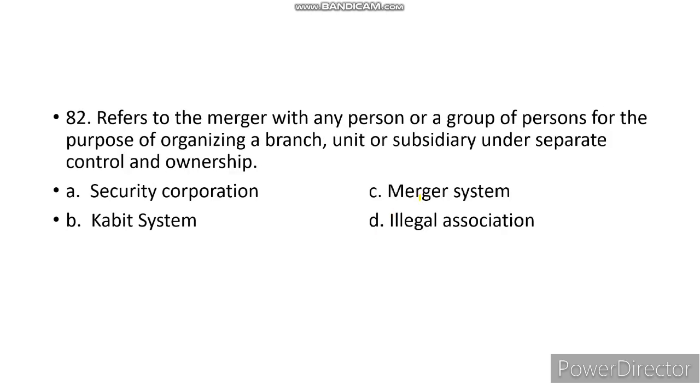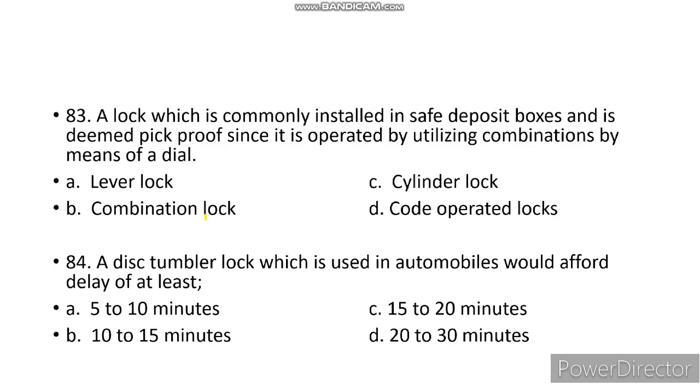82. Refers to merger of any person or group of persons for a purpose of organizing branch, unit or subsidiary under separate and controlled ownership. So that's kabit system.